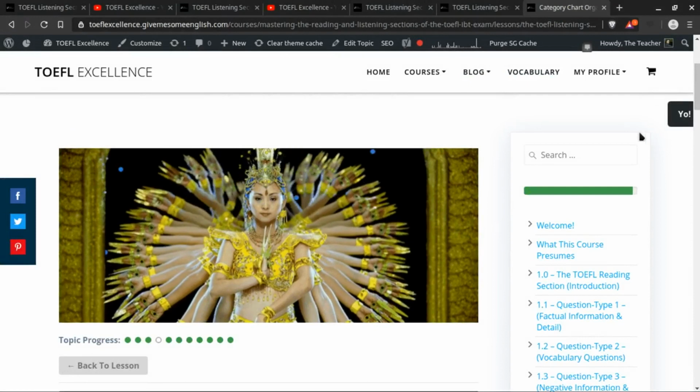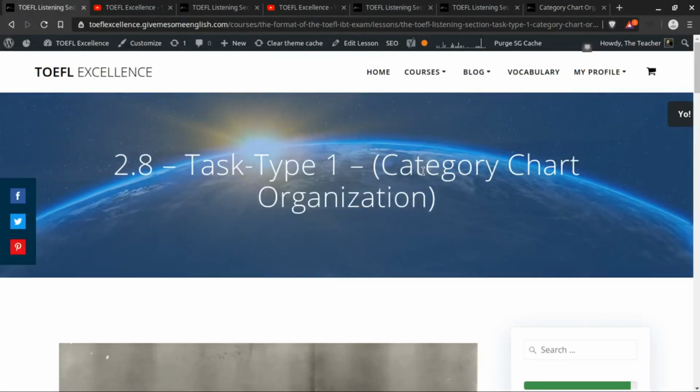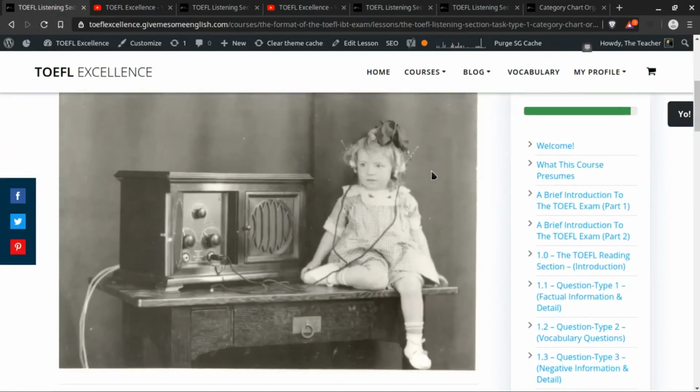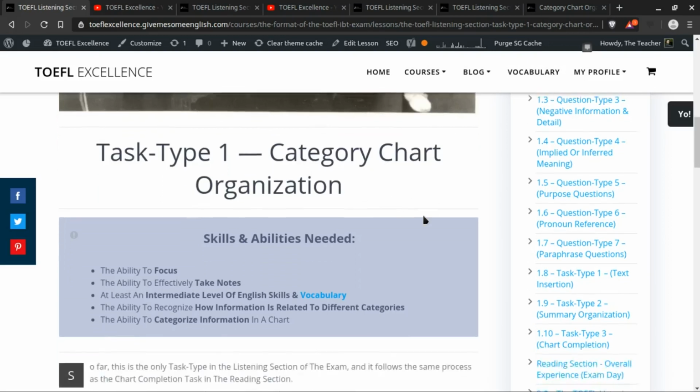All right, we're back, and today for this lesson we are going to be talking about the category chart organization tasks in the listening section. This is the only task type in the listening section as opposed to the different question types. Now, for this one, honestly, this is a very easy task. Or at least it should be, as long as you take good notes.